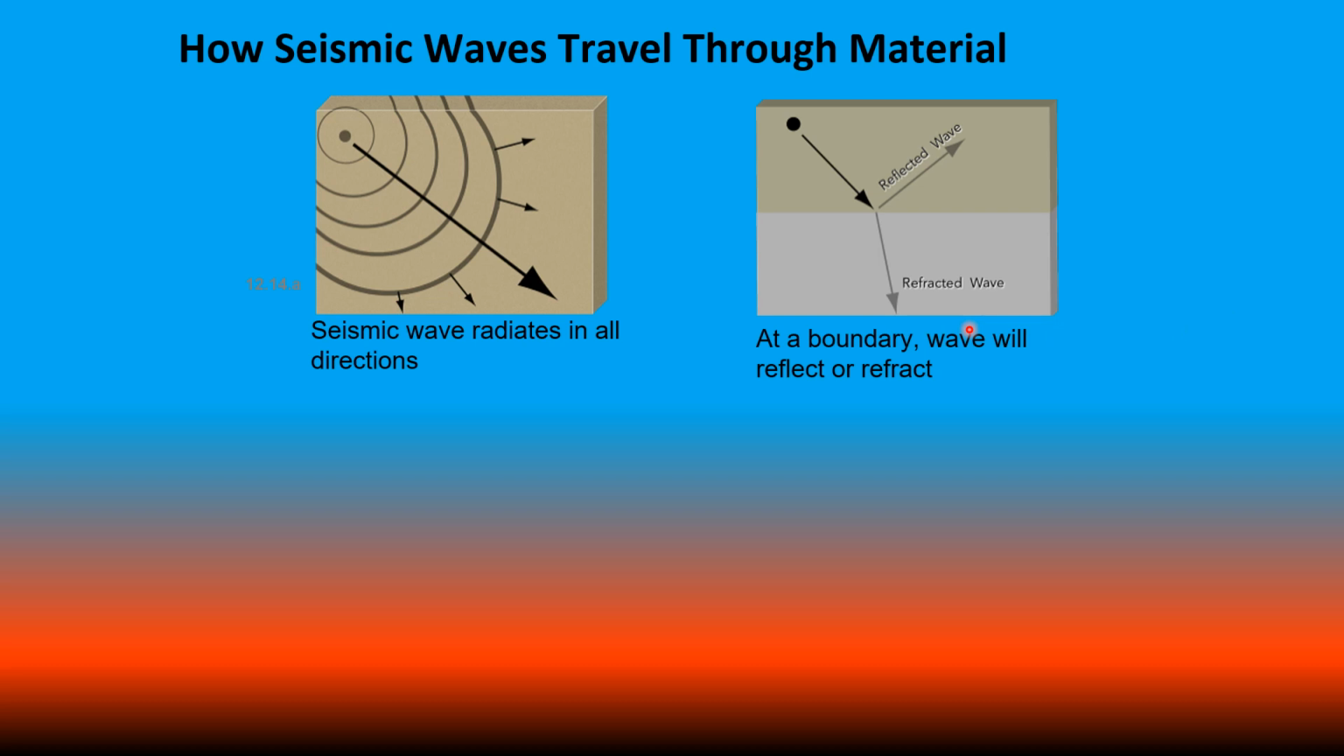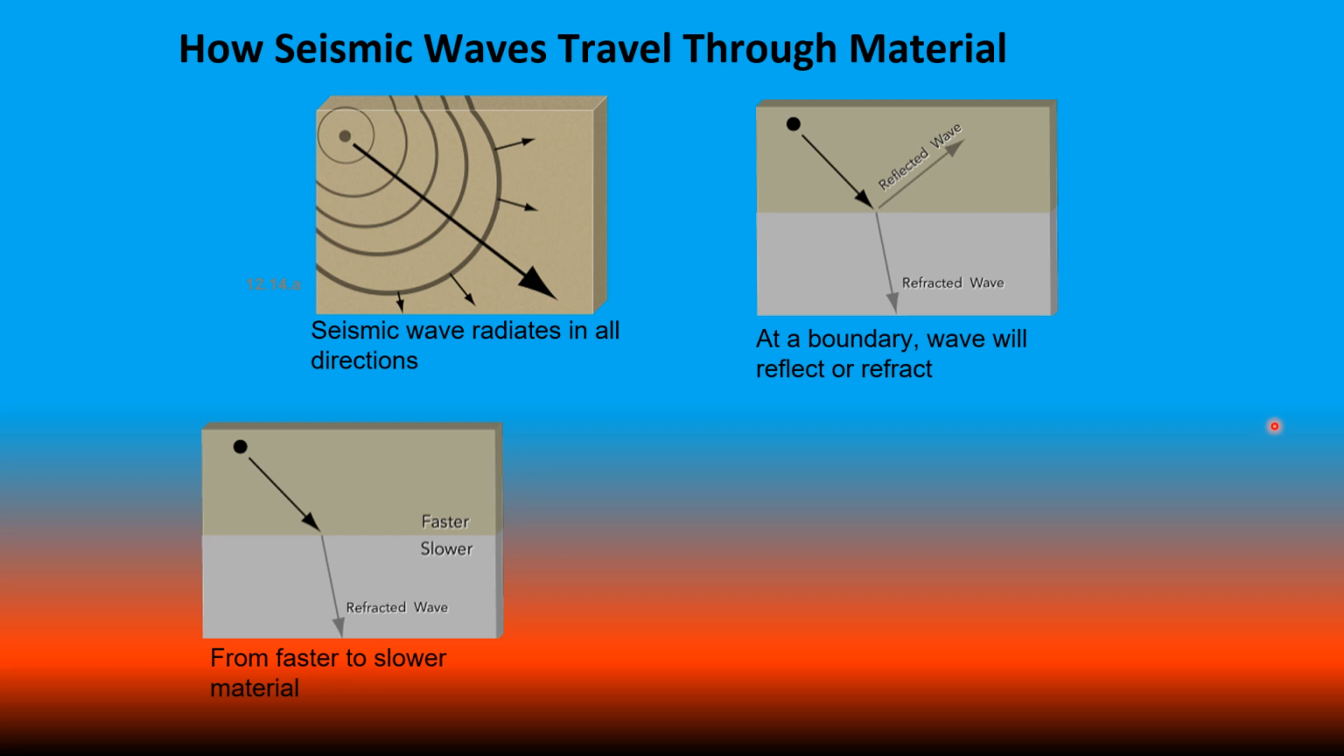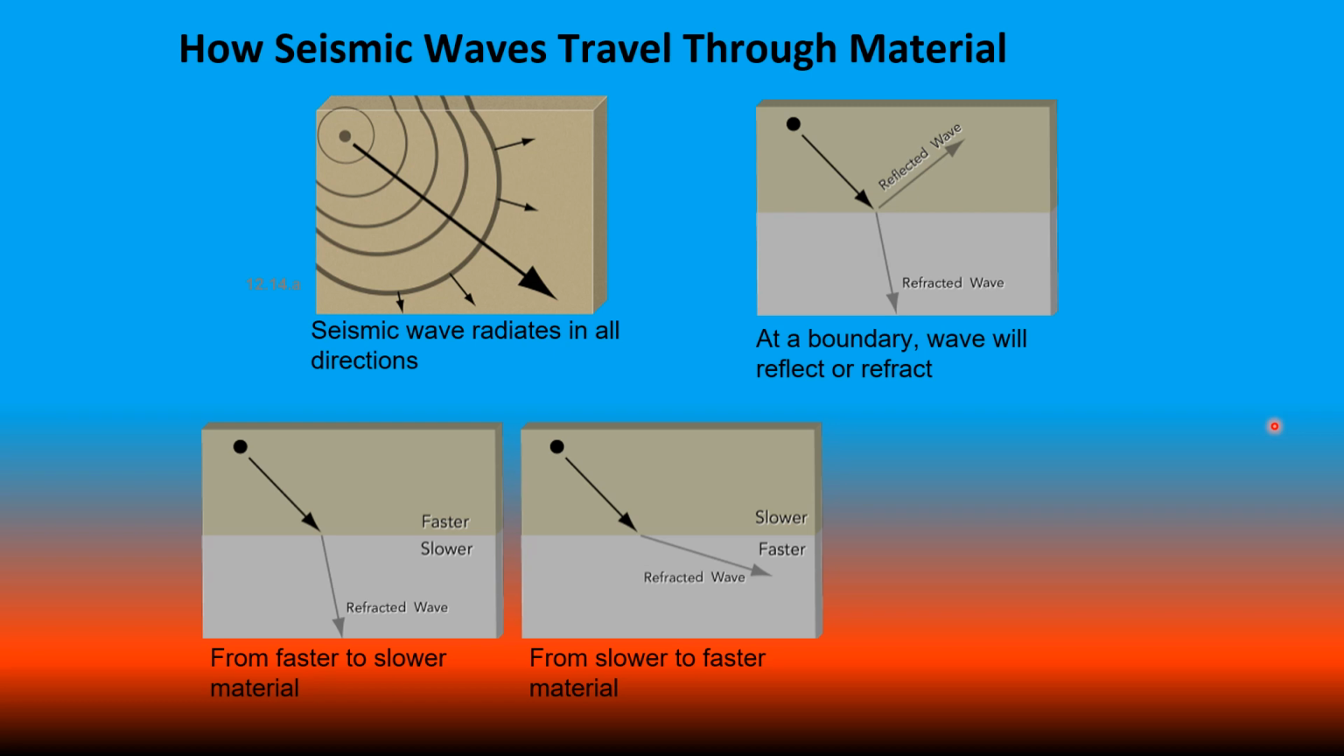At a boundary, the wave will either refract, so it'll move into it but refract, just like light does through glass, or it'll be reflected off that surface. And these are boundaries between different density areas within the crust, mantle and core. Sometimes waves can slow down or speed up depending on the material that they're moving through.